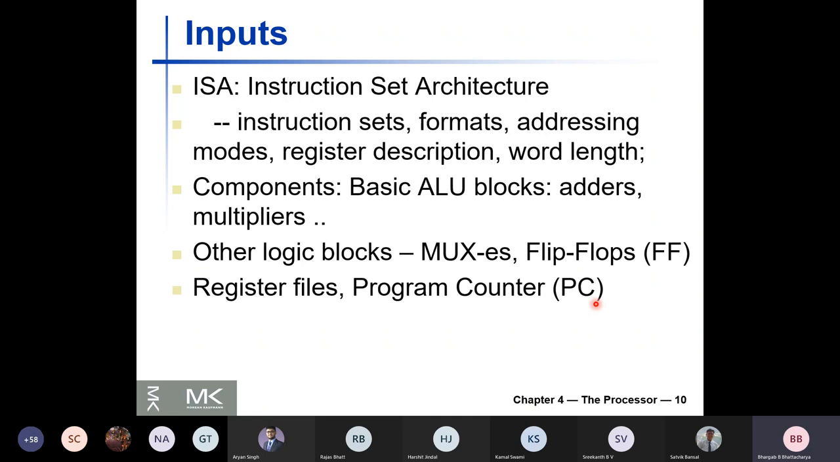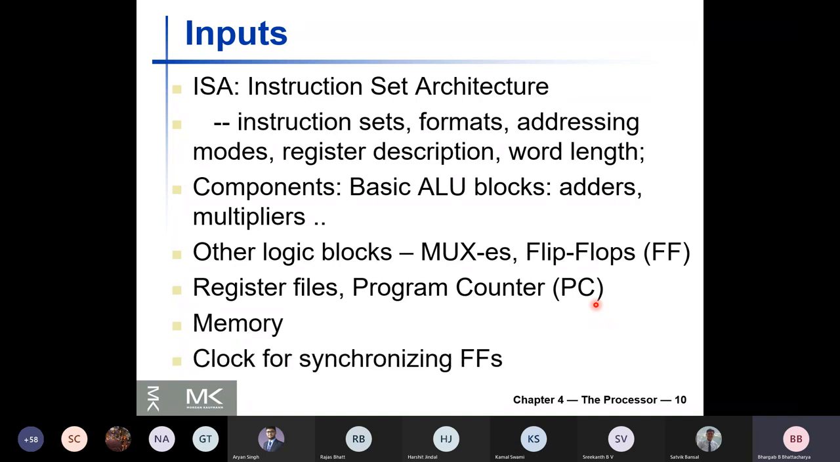So these are my inputs: register files, program counter, we need to keep track of the execution of different sequences one after another, and of course memory. And we need some clock system to synchronize everything. We are talking about clock cycle time and so on. So we need a global clock for synchronizing all operations. So these are all my inputs.